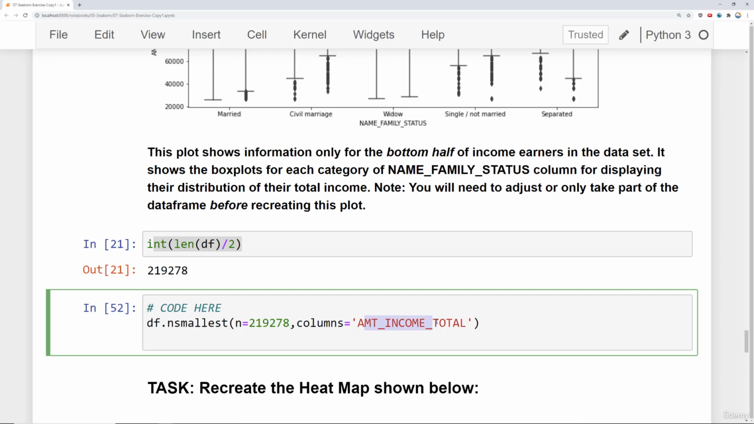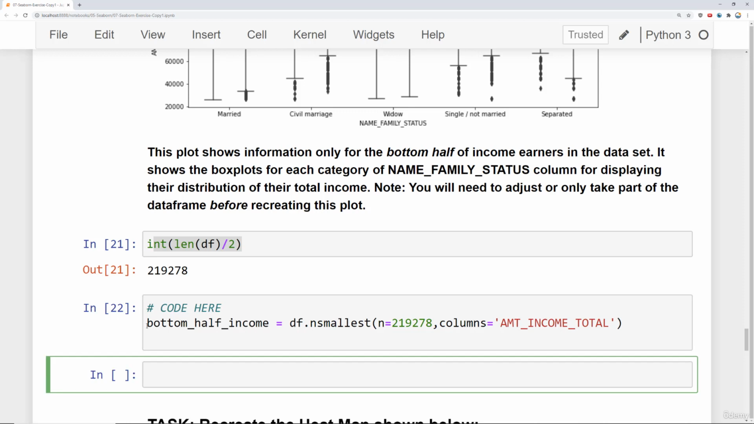You could have instead said sort values by amount income total, and then just grab either the bottom half or top half, depending on whether you sorted in ascending or descending order. But this is another way of doing it, which is nsmallest, essentially the exact same operation. So let's call this bottom half income. So we set that as a new data frame.